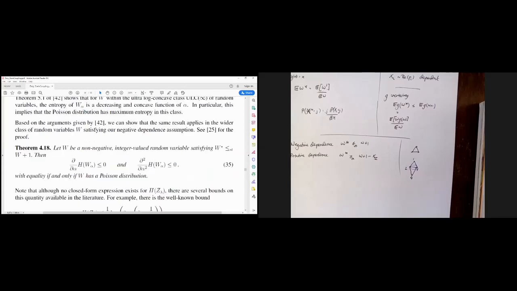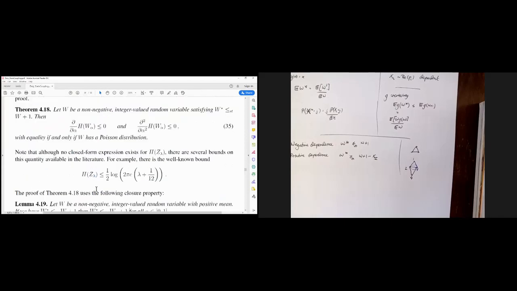What's that? Concave. So in particular, because my entropy is a decreasing function along that path from alpha equals 0 to 1, my Poisson has the maximum entropy of all those random variables, and so the entropy of my W can be bounded by the entropy of my Poisson with mean lambda, for which there aren't nice expressions, but there are quite reasonable upper bounds.